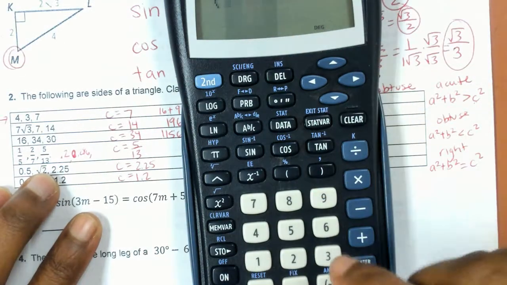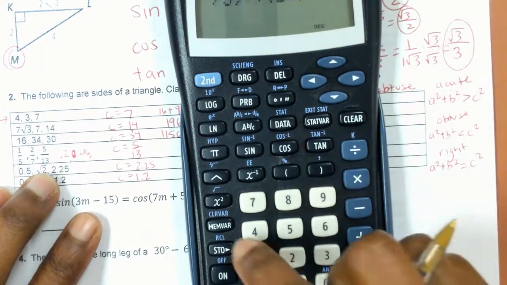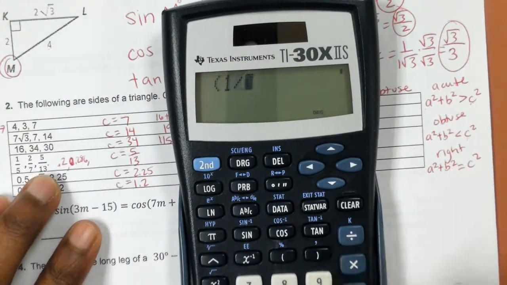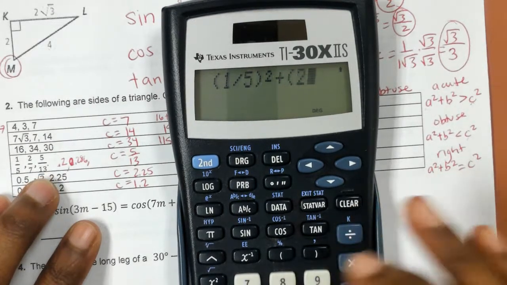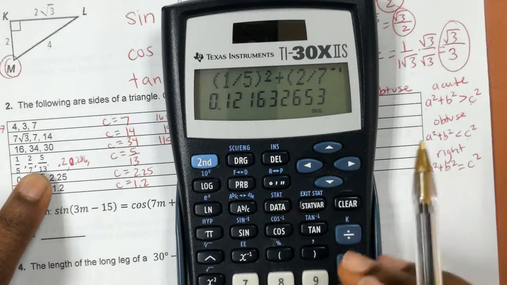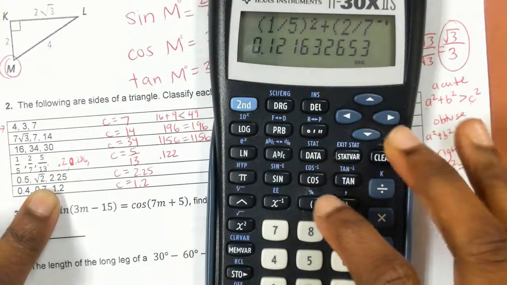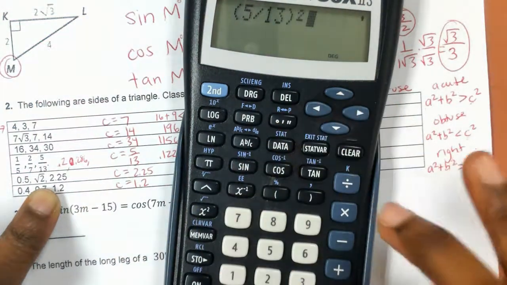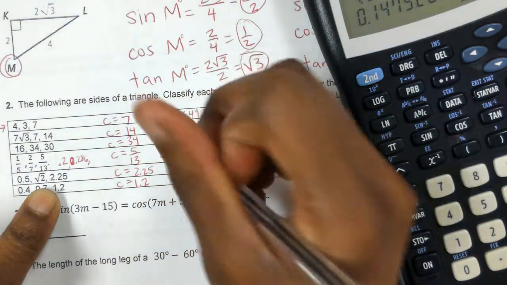Okay, fractions, you can type them in just like you see it. 1 divided by 5 squared plus 2 divided by 7 squared. That tells me that a and b squared together is 0.122. Then I want to put 5 divided by 13 in parentheses so that it squares both the numerator and the denominator. It's 0.14. So this is still bigger, so it's still obtuse.